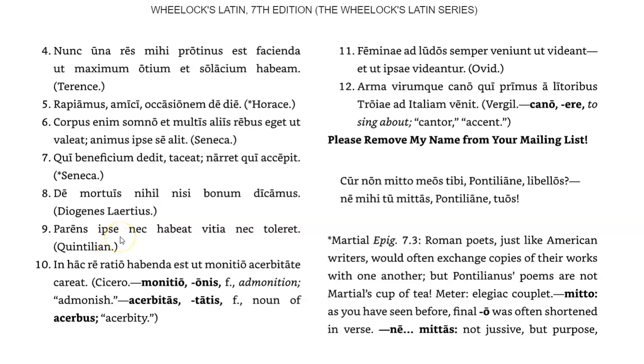Moving on here, number 9, ipsine habeat vitia nec toleret. So here we have Quintilian, one of the church fathers and also an important educator in the ancient world. Is, let's see, a parent. So this is a parent. A parent himself neither should have nor tolerate vices.